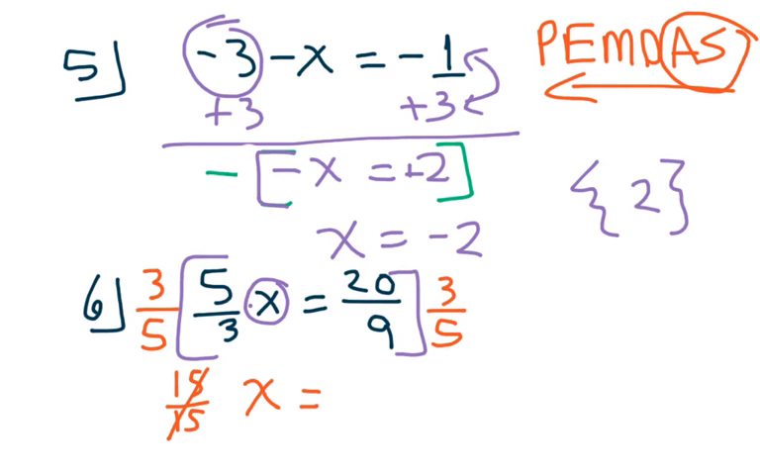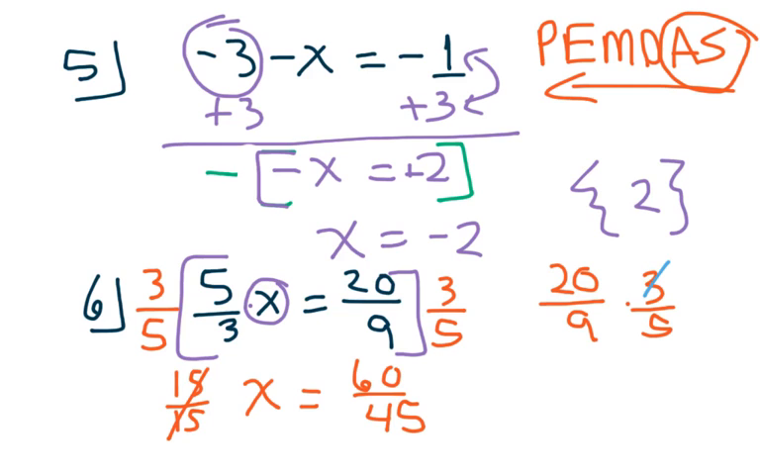Then you multiply this side. You can multiply across, which would be 60 over 45, and reduce that way. Or you could just say, I'm going to do it over here, 20 over 9 times 3/5. What I'm going to do is say 3 goes into 9 3 times, and 5 goes into 20 4 times. So you get 4/3.